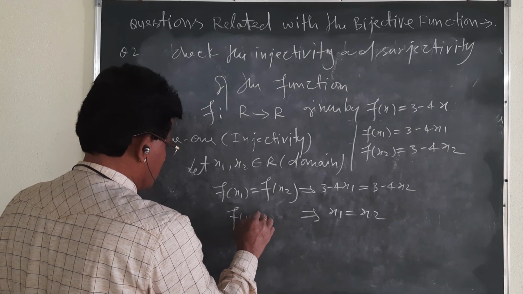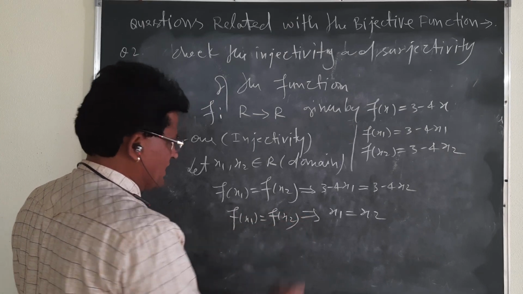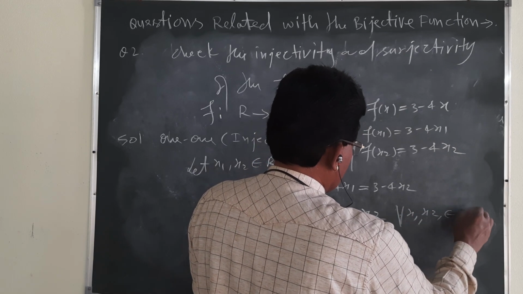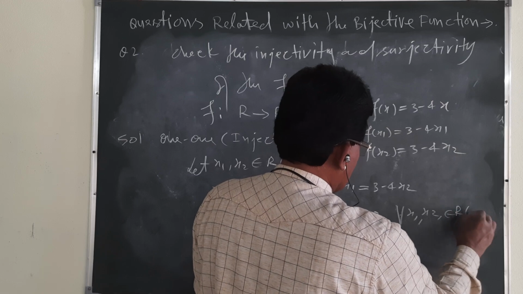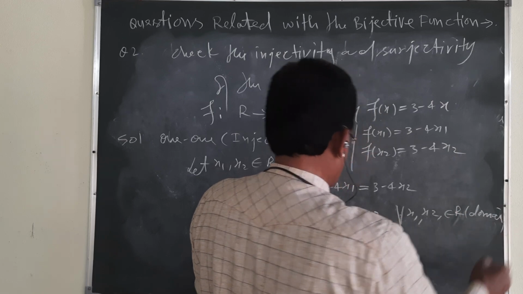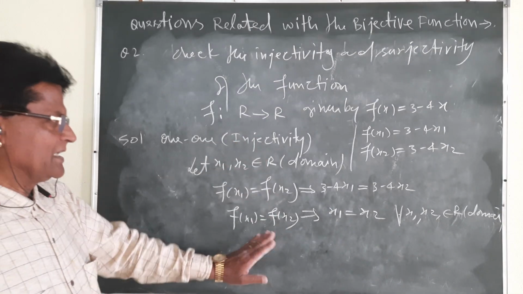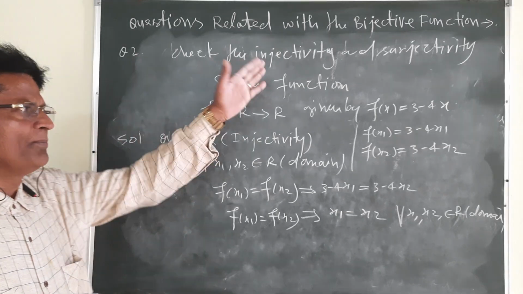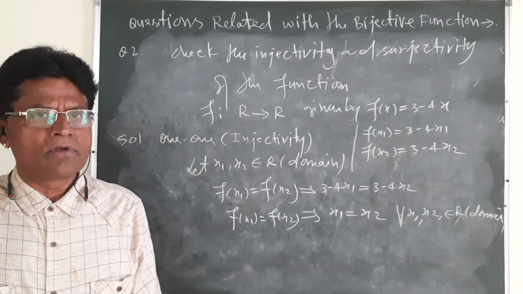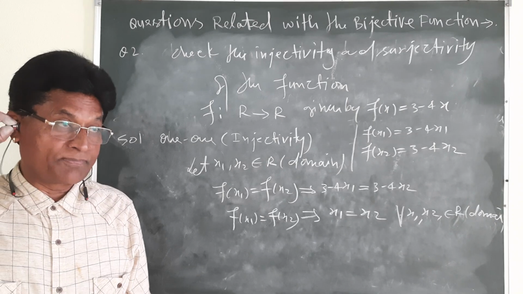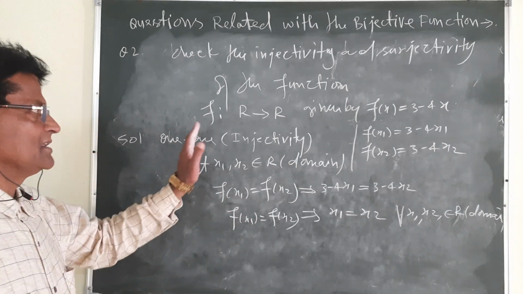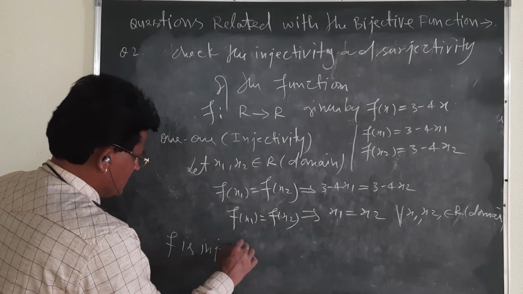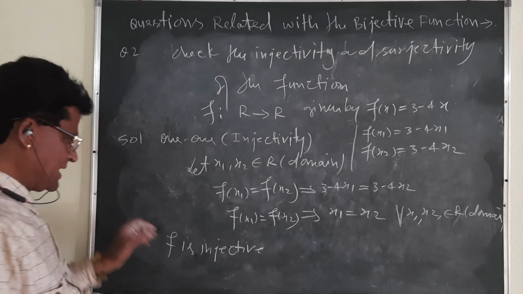Dear student, the function is one-one as per the definition, for all x1, x2 belonging to R. R what? Domain. The function is injective. As per the definition, f(x1) is equal to f(x2) implies that x1 is equal to x2. Even by drawing a figure or diagram, you can explain the similar kind of thing. That is why the function is an injective function. F is an injective function.